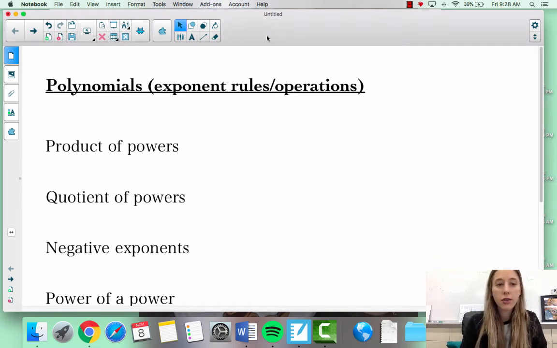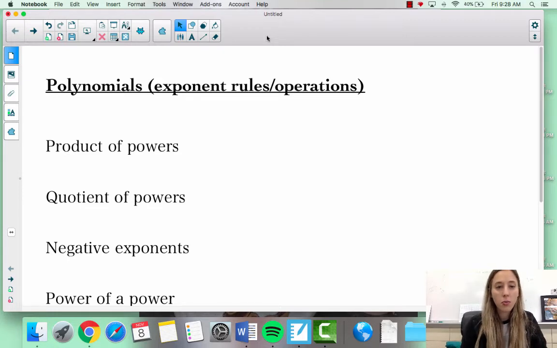Today we're going to be focusing on polynomials, more specifically exponent rules and then polynomial operations. So this first video is going to be mainly focused on the exponent rules, which hopefully will seem familiar to you. There are quite a few of them, so make sure you write each example down, and if you have questions, make sure you let me know in class.